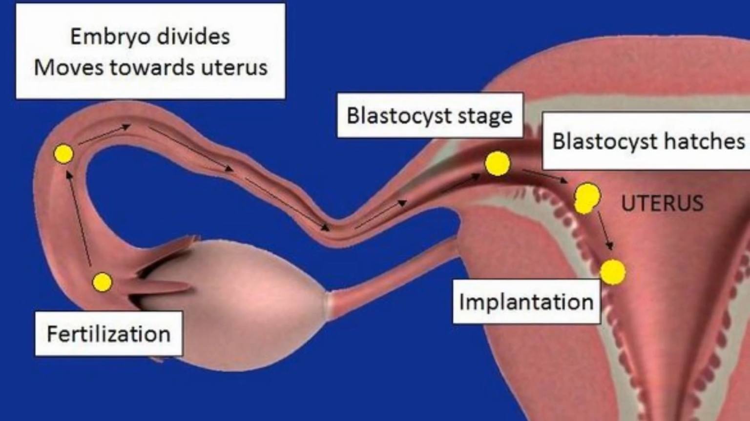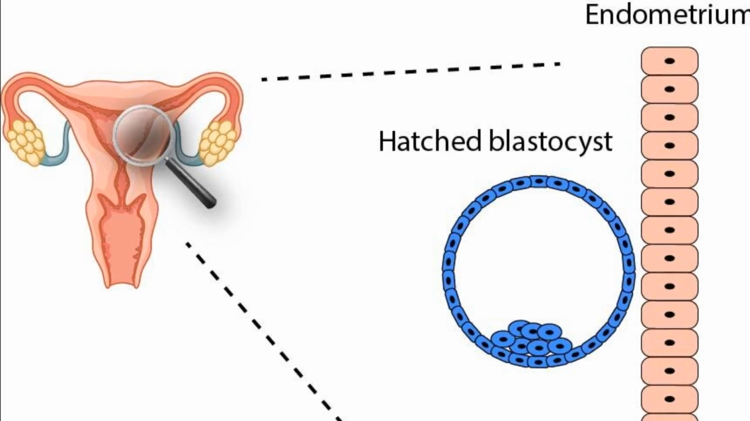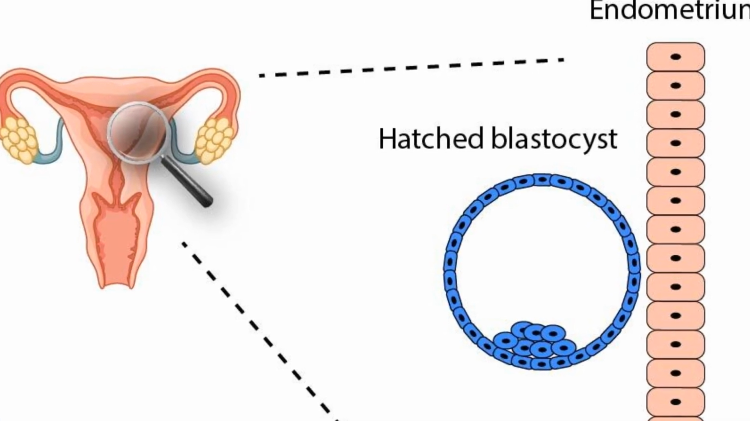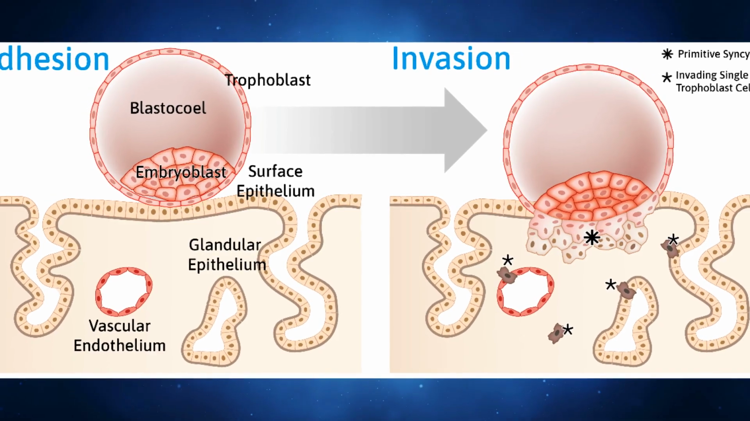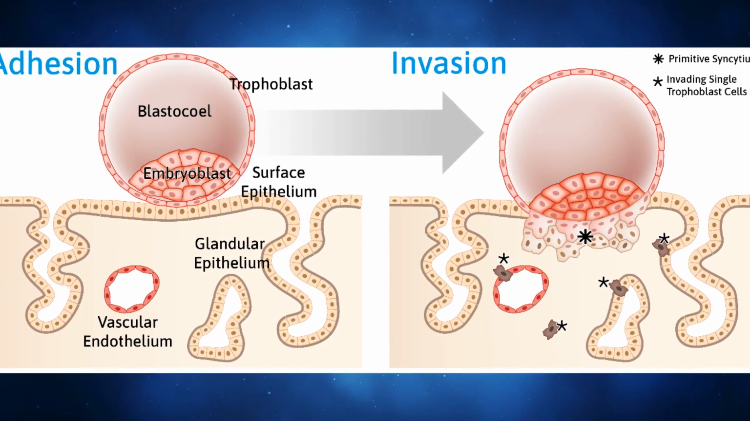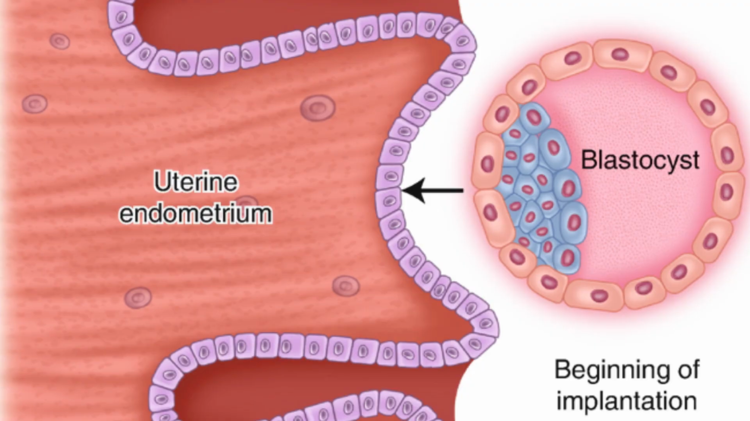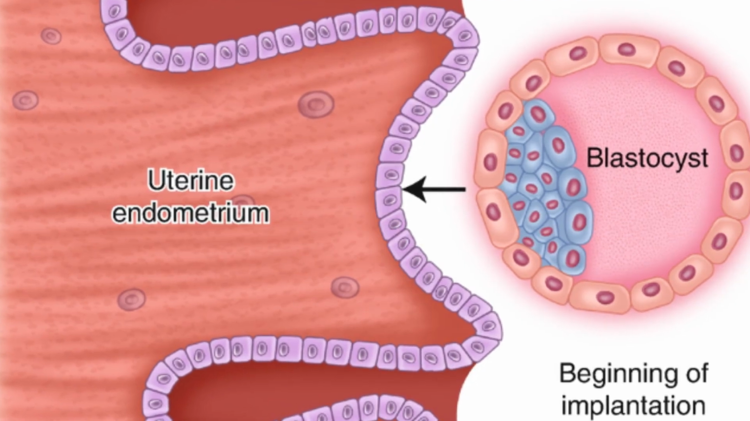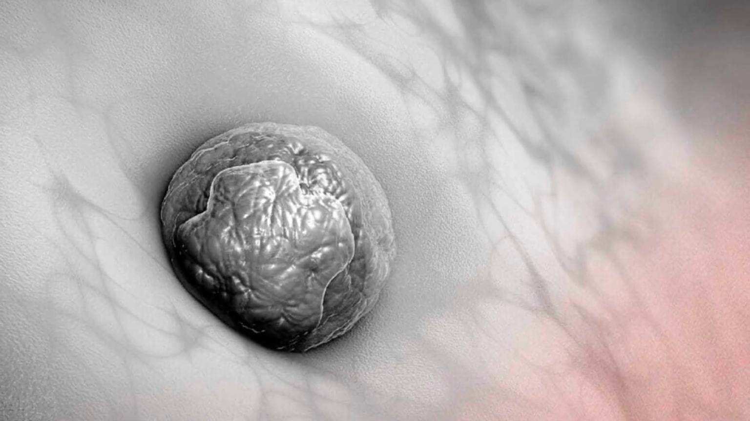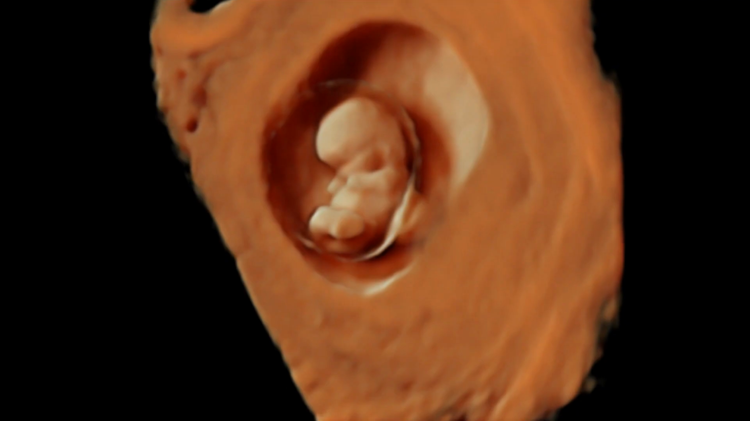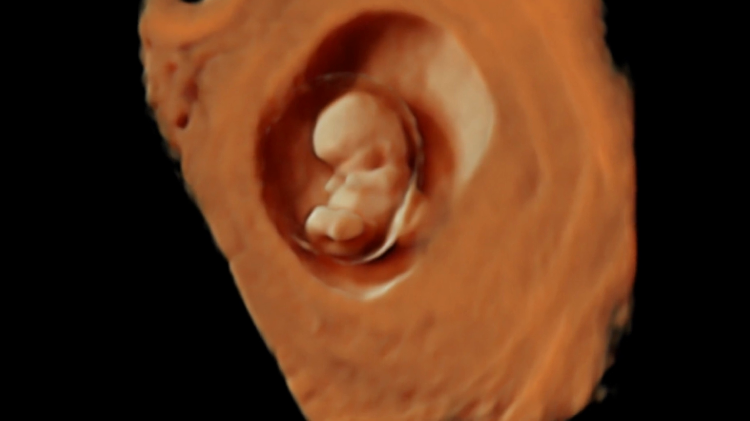Once the blastocyst reaches the uterus, it must implant itself into the thickened uterine lining, or endometrium. This process involves the trophoblast cells releasing enzymes to break down a small section of the endometrium, allowing the blastocyst to burrow into the uterine wall. Successful implantation is a critical step that establishes a stable environment for the embryo's growth and development.